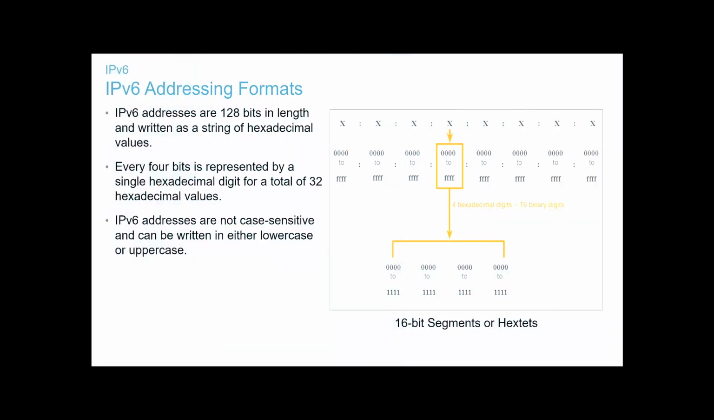IPv6 is 128 bits versus a 32-bit IPv4. If you are not familiar with that, you need to review this chapter a little bit. Again, I'd refer you to Networking Essentials if you need to look at it. So 4 hexadecimal digits is equal to 16 binary digits. We used to call these nibbles a long time ago.